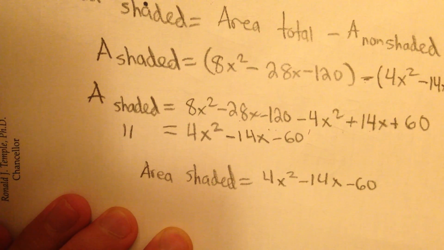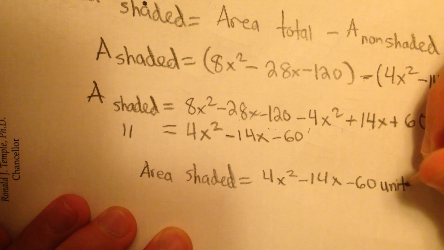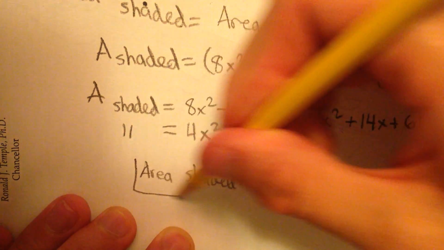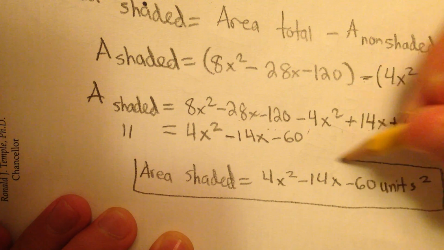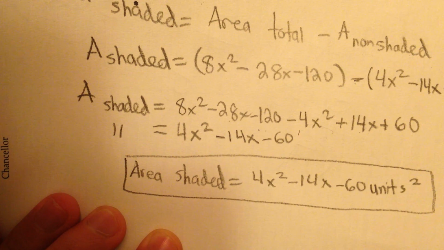Since there were units in the problem, we're going to write that it's units squared to make our teachers happy. So the area of the shaded region is equal to 4x squared minus 14x minus 60 units squared. Hope you enjoyed.